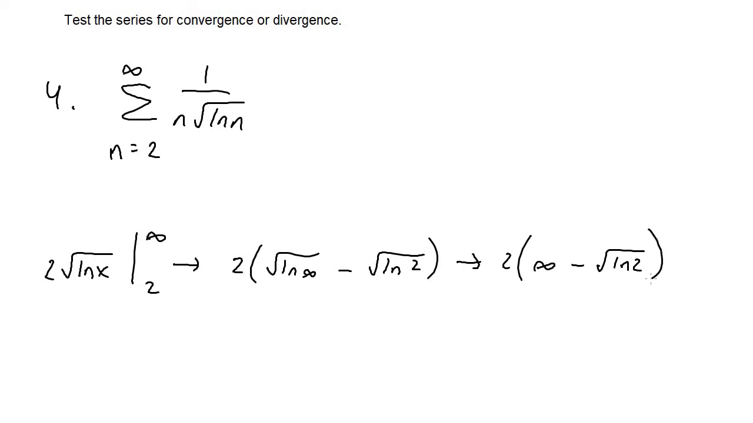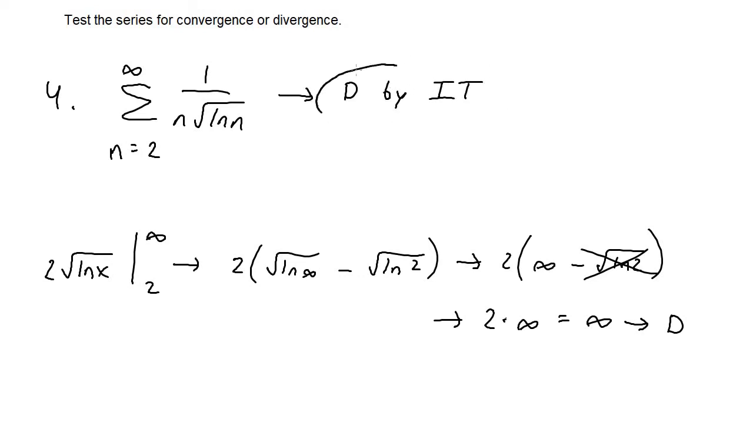Now natural log of 2, or the square root of natural log of 2, is insignificant compared to infinity. So we'll basically have 2 times infinity, which still remains as infinity. So because the integral diverges, that means the series will also diverge by, well, we use the integral test this time. So it diverges by the integral test.